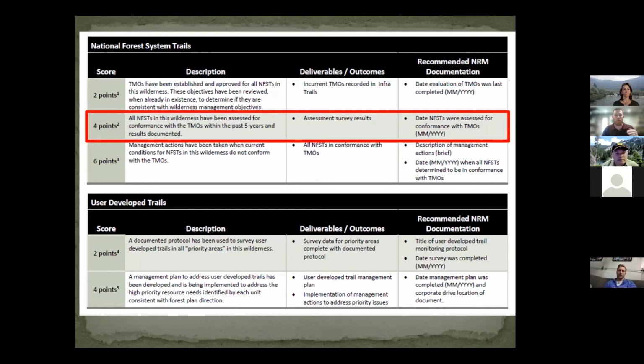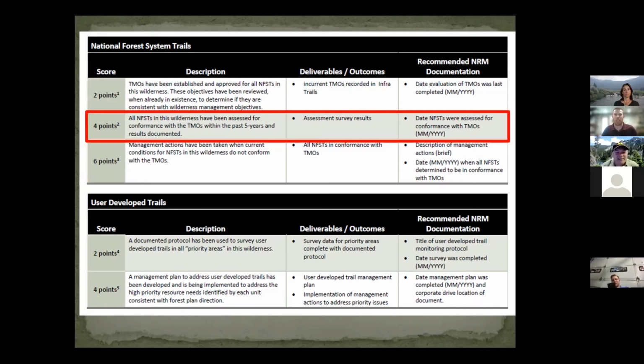So to move up to the 4-point level, you have done everything on the 2-point level, and then you've reassessed the conformance to the TMOs within the past 5 years, and the results were documented. The documentation piece is something that a lot of people sort of struggle with. They want to select this point, but they don't know when the last time they assessed the TMOs.